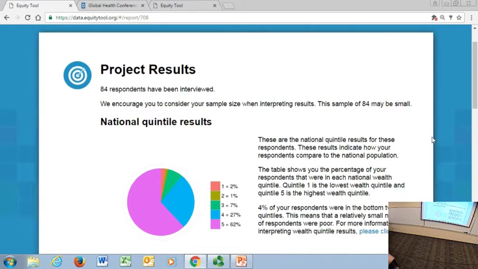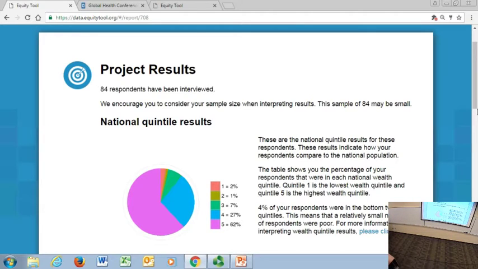So we know we interviewed 84 recipients, and these are our results. So it's automatically calculating. So it takes out all of that analysis that you would have to do. And we're seeing that 62% of our population that we interviewed is in quintile 5, the wealthiest quintile. And our program was aiming to serve the poor. So that's quintiles 1 and 2. Okay, well, we know this now. So we can get these results.